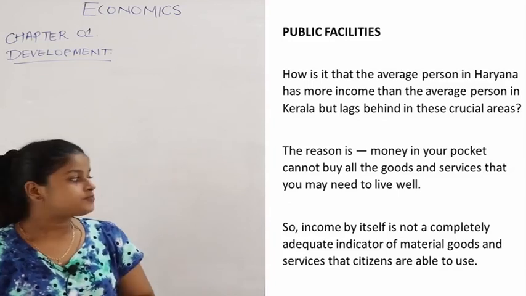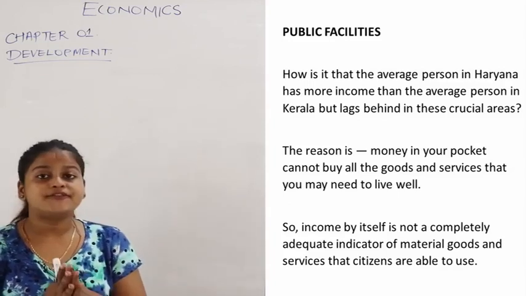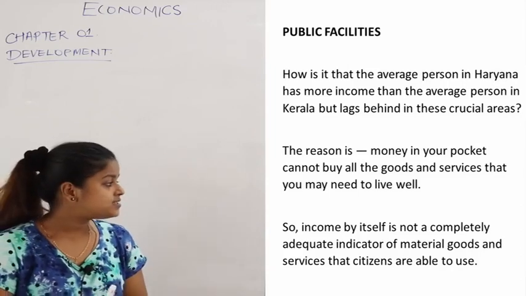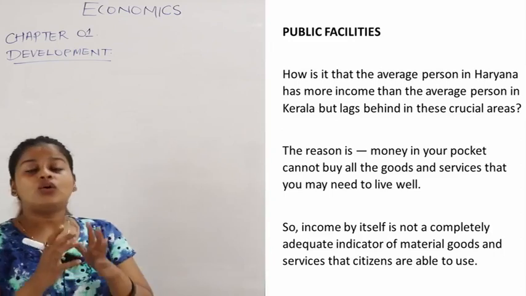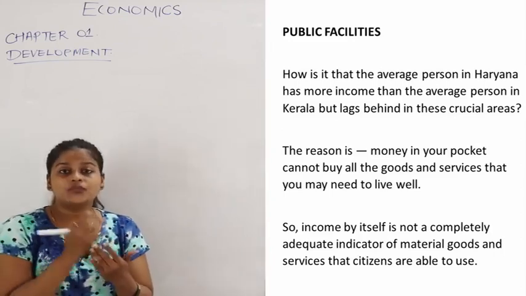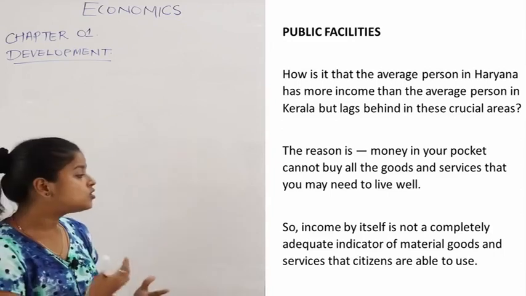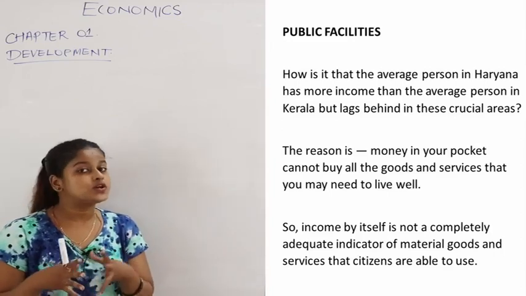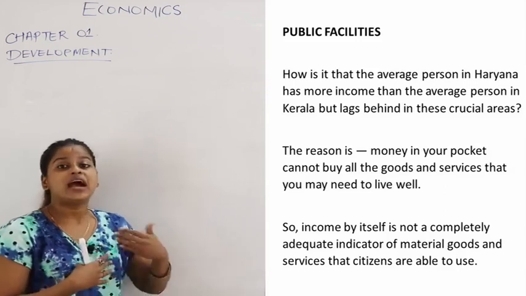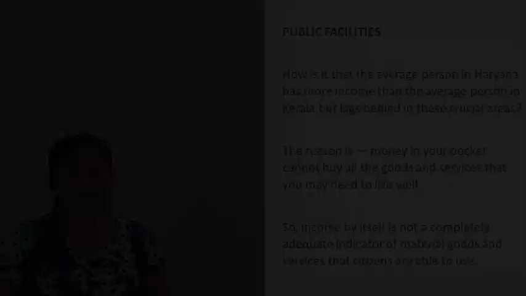So income itself is not a complete, adequate indicator of the material goods and services that citizens are able to use. Income is not the only thing that indicates that all the material things, the goods and services that we have and are using, are possible only because of income. Obviously, we have other factors that also need to be considered.